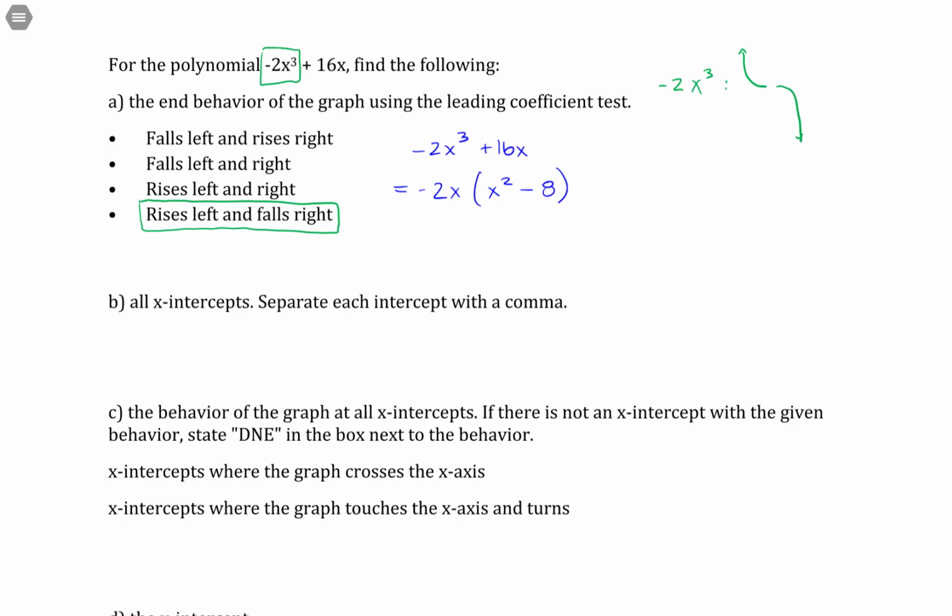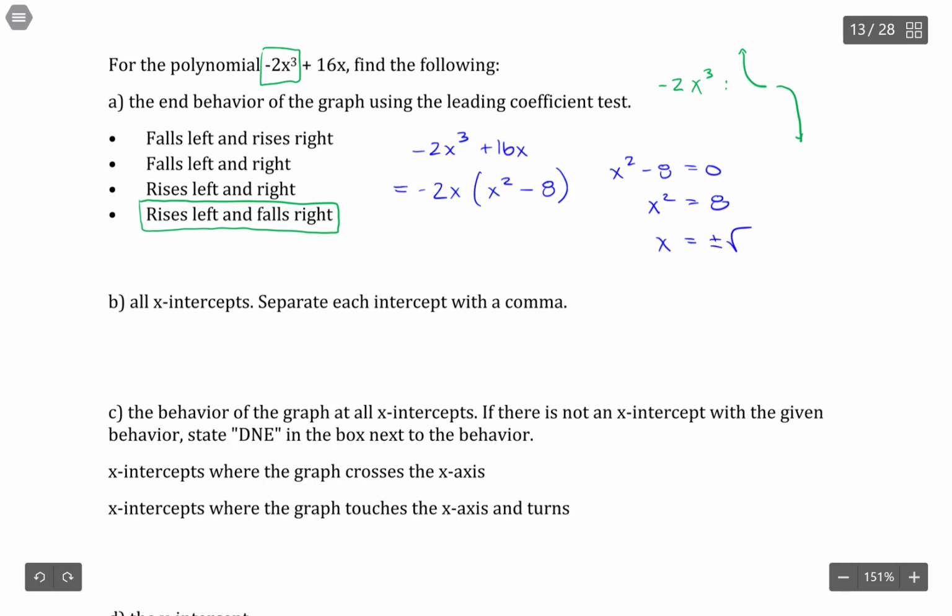Now, x squared minus 8 is a quadratic that I can solve pretty easily. I just take x squared minus 8, set it to 0, and that will give me the remaining zeros. So x squared equals 8, or x equals plus or minus the square root of 8. And since 8 is 4 times 2, and 4 is a perfect square, I can rewrite this as plus or minus 2 square root of 2. So the x-intercepts that we have here are 0 itself, because the x here gives me a zero of 0. And then I have positive 2 square root of 2 and negative 2 square root of 2.